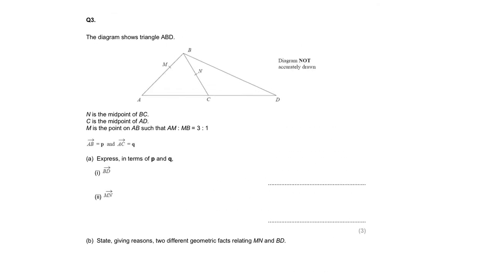Perfect. Okay, here's a question. This one looks really easy. I hope it is. So, let's read it. N is the midpoint of BC. So what's the first thing I'm going to do? A half and a half.